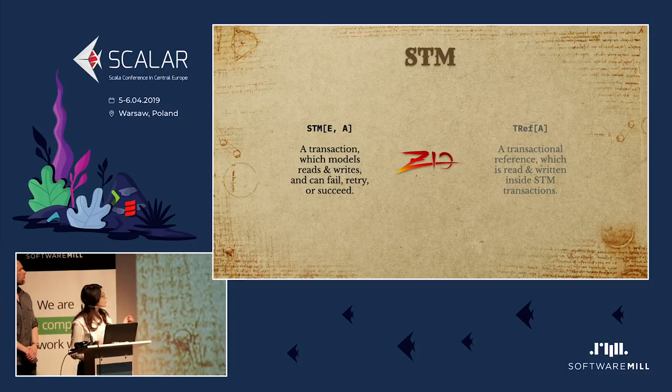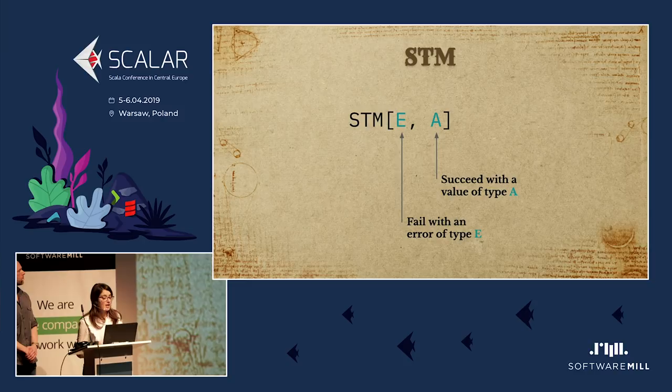ZIO STM has two simple data types, STM and TRef. STM describes a transaction that can read and write transactional references, and every transaction can fail, retry, or succeed. STM has two type parameters. Every transaction will either fail with an error of type E or succeed with A.